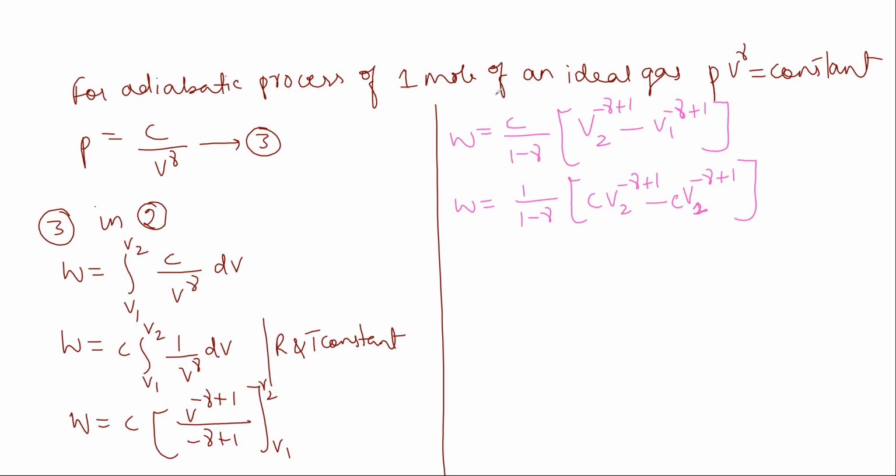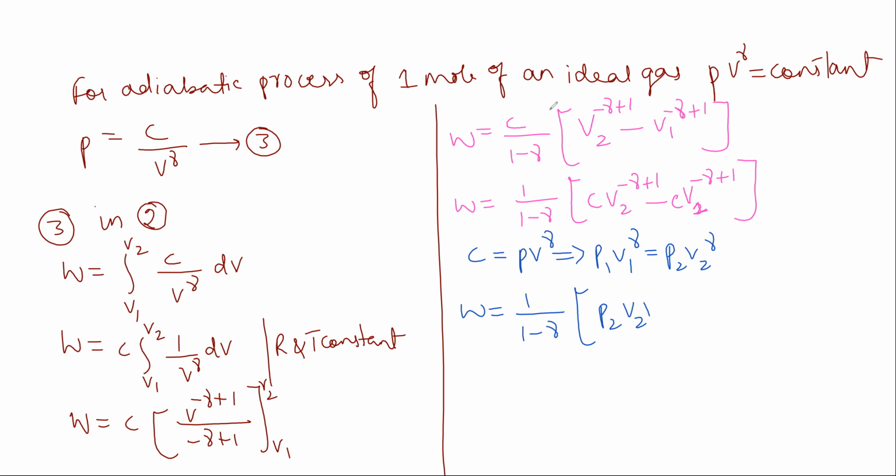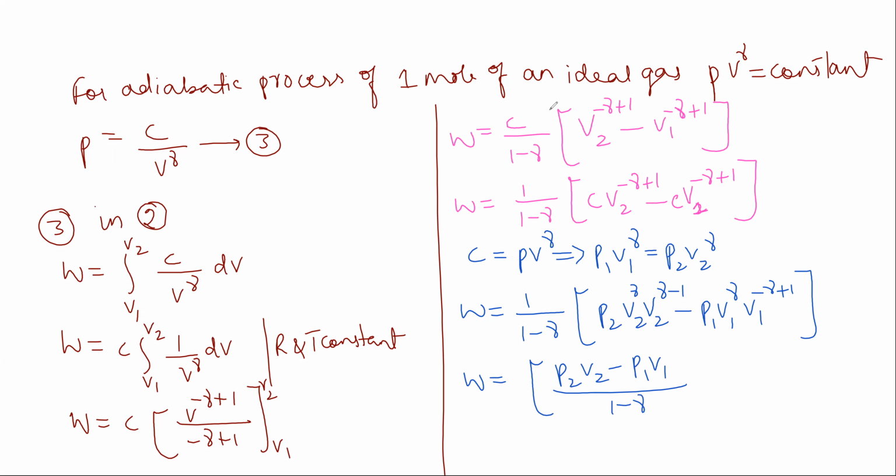So we know that C is equal to PV raised to gamma, which implies P1 V1 raised to gamma is equal to P2 V2 raised to gamma. So next, W is equal to 1 by 1 minus gamma, and substituting inside, P2 V2 raised to gamma into V2 raised to minus gamma plus 1 minus P1 V1 raised to gamma into V1 raised to minus gamma plus 1. So W is equal to, what happens here? The opposite signs cancel, and we get P2 into V2 minus P1 into V1 divided by 1 minus gamma.